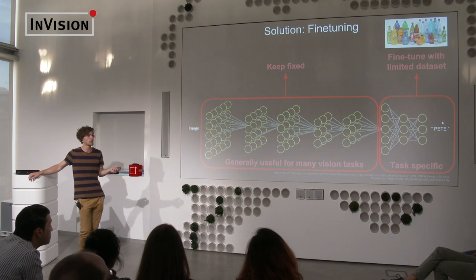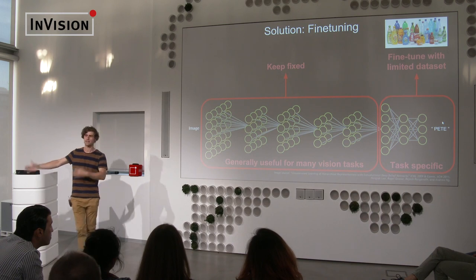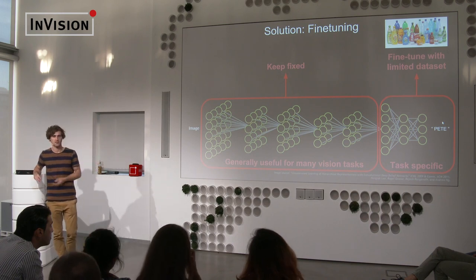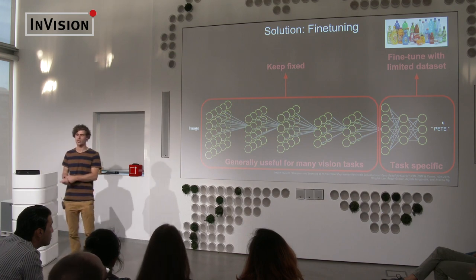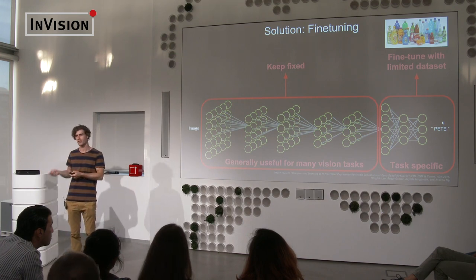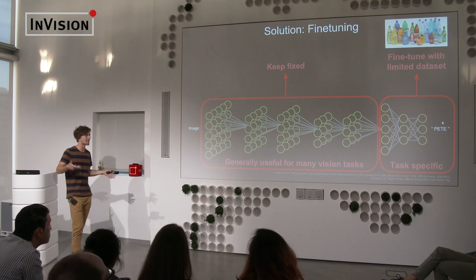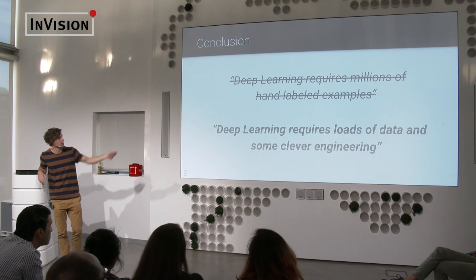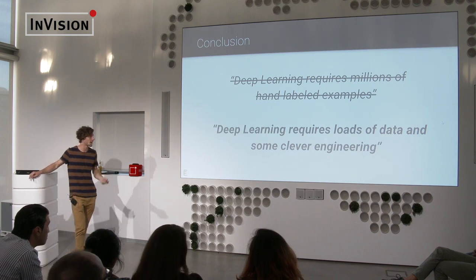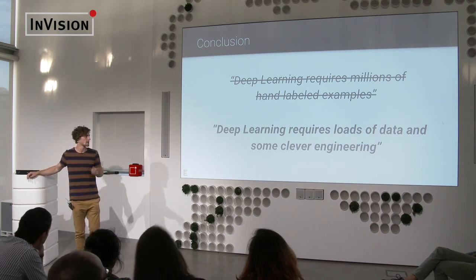So in about 1 hour, we created a data set of 50,000 images, and by the end of the day, we had a classifier that had 97% accuracy in classifying pet bottles. So that's what I mean with generating data. You need labeled training data, but you can oftentimes be really clever in how you do it. And obviously, it's not easy, but there's a lot of tricks that you can read about. So deep learning doesn't require millions of hand-labeled examples. It needs a lot of data and some clever engineering.